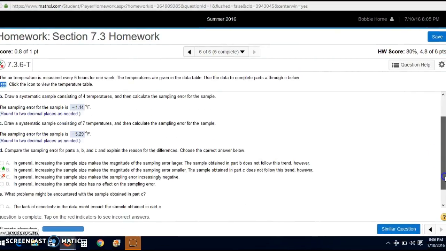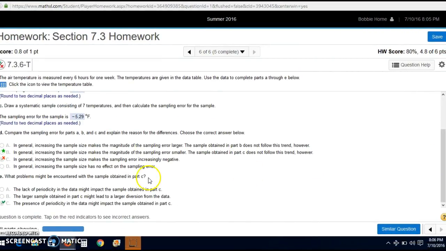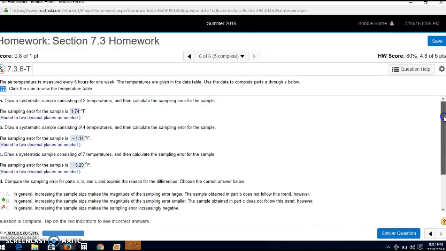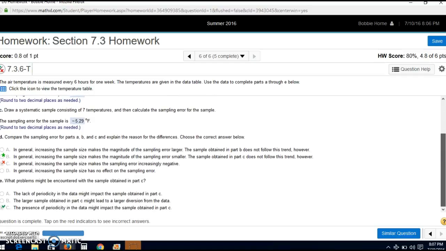And then the last question, what problems might be encountered with the sample obtained in C? Basically, it's saying, if you're looking at temperatures, you're recording these periodically, things can change as far as what time of day you're getting the sample. That can affect how you're picking the temperatures. Certain parts of the day are going to be cooler or warmer. The sampling error can be affected by that, by the average temperatures. And that's pretty much chapter or section 7.3.